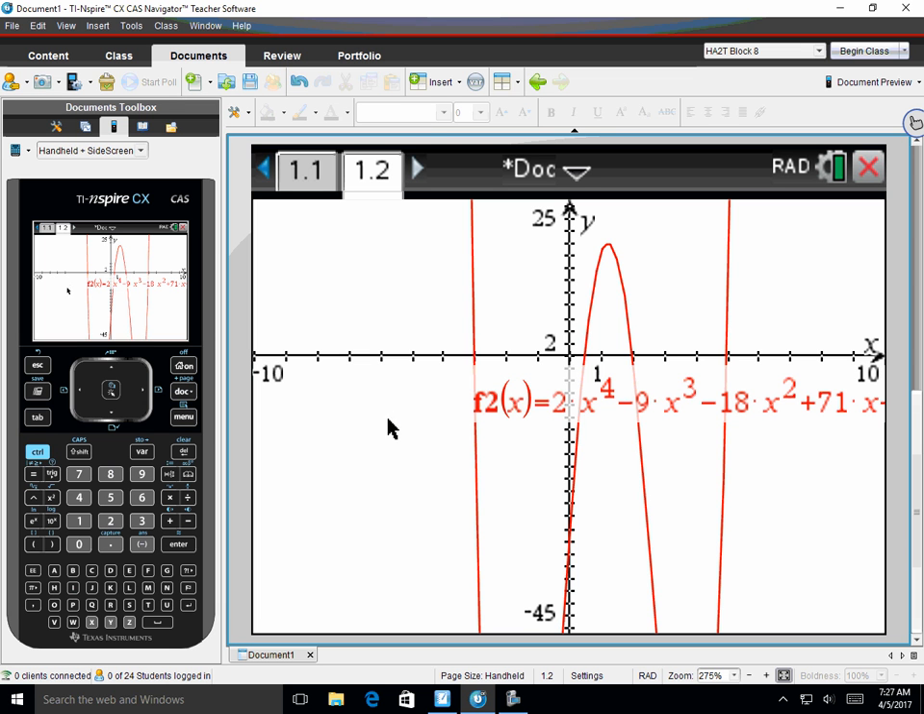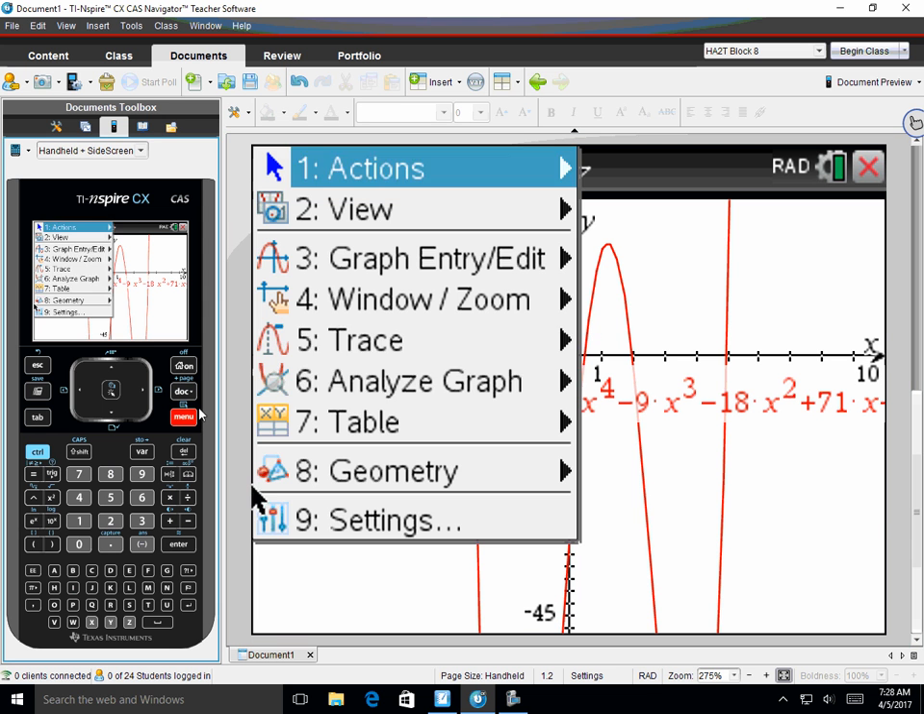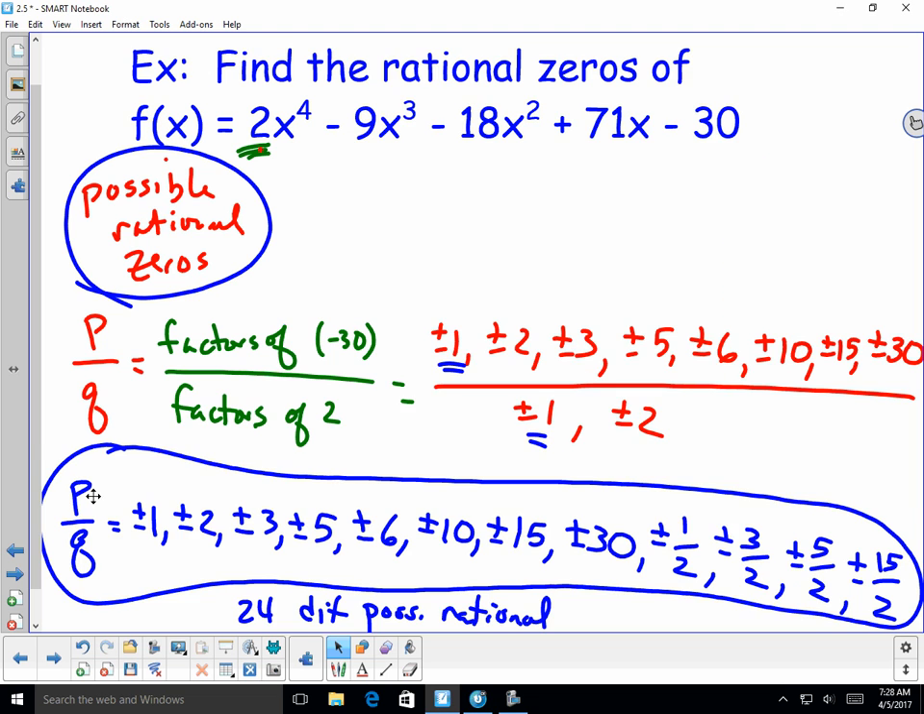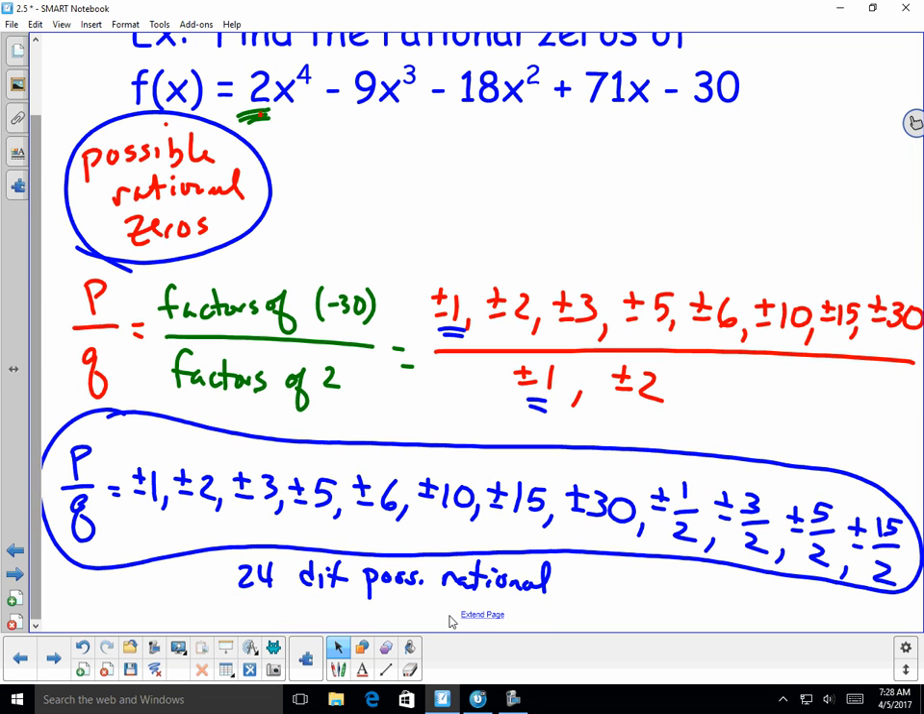And so I would just say, well, let's try this one. Looks like it's going right through maybe negative 3. So you could test this with menu, trace, graph trace, type in a negative 3. Sure looks like it's a 0. So let's go ahead and do synthetic division with this, because we're trying to find out whether this works. So if I try negative 3.